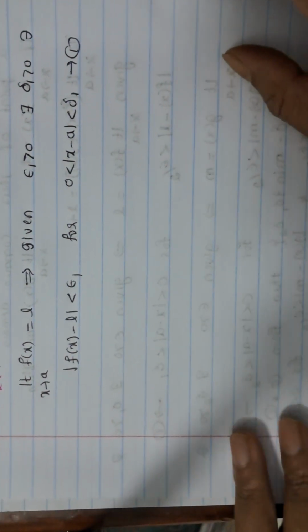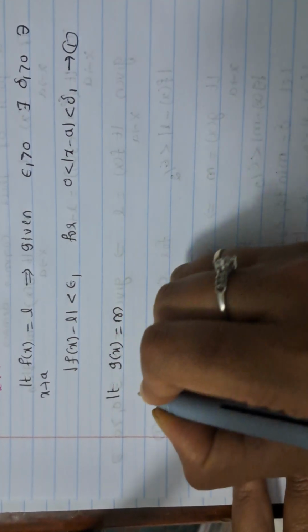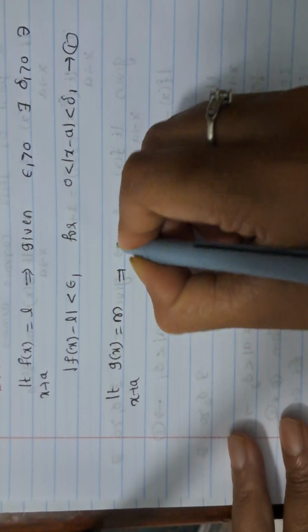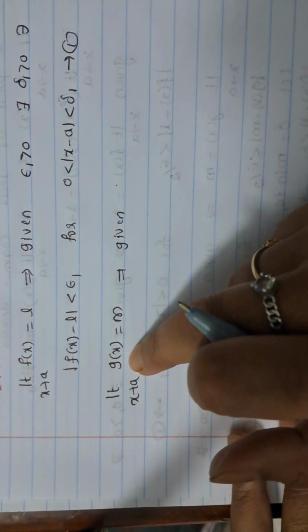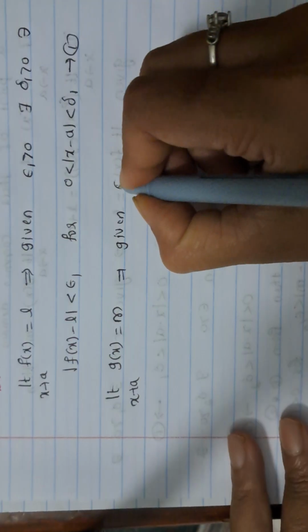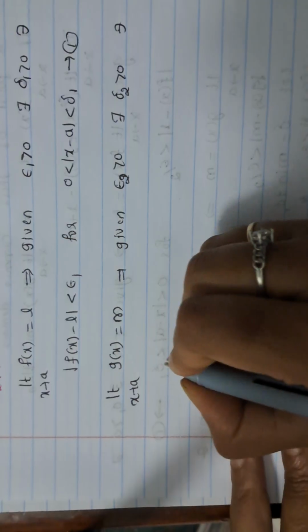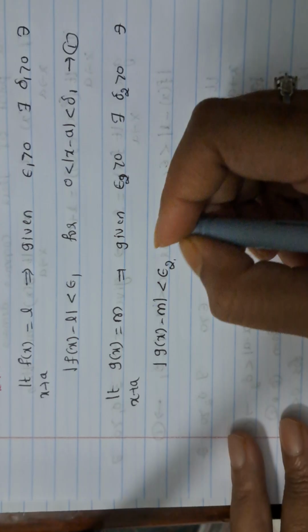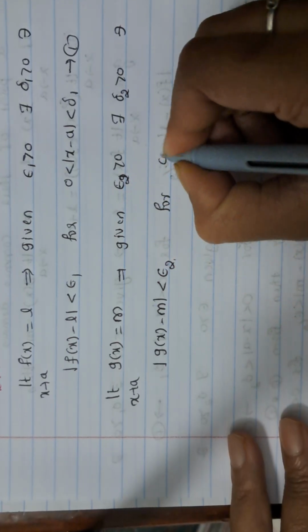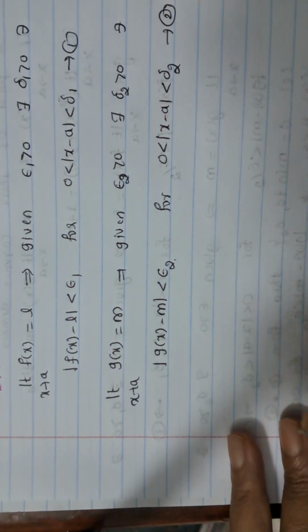Now similarly, they have given the limit of g of x is equal to m as x is tending to a. We have this for both f of x and g of x, so therefore you need to take it for both. So for a given epsilon 2 greater than 0, there exists some delta 2 greater than 0 such that modulus of g of x minus m is less than epsilon 2. This is true for 0 less than modulus of x minus a less than delta 2. Let us take this as equation 2.